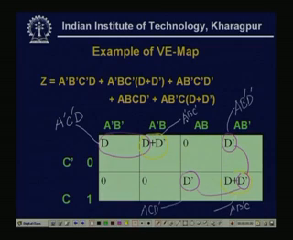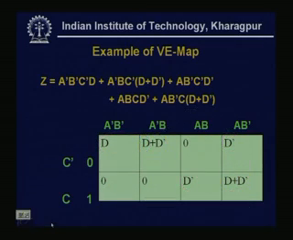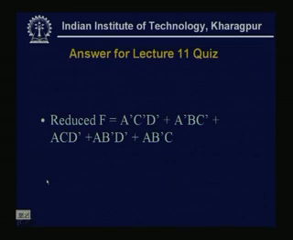So, 1, 2, 3, 4, 5, this will be the reduced function. And see, this is the A dash C dash D dash, A dash B C dash, A C D dash, A B dash D dash plus A B dash C. These are the reduced function.